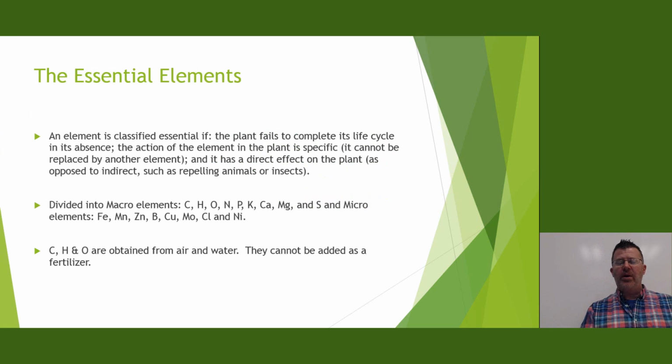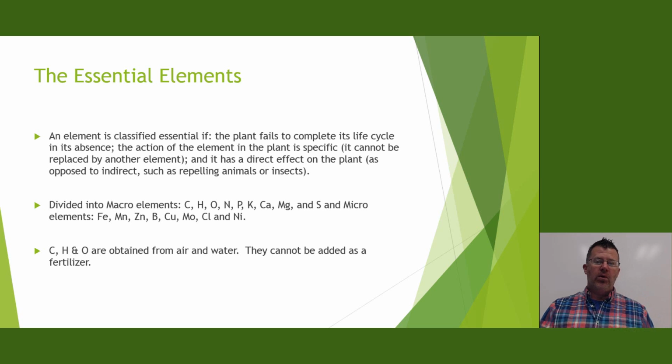And we're going to start by talking about the essential elements. An element is classified essential if the plant fails to complete its life cycle in its absence. It's got to be there for the plant or the weed or any of the herbaceous or woody plants that we're dealing with. It has to complete its life cycle. The action of the element in the plant is specific. It cannot be replaced by any other element, so there's not a substitute for it. And it has a direct effect on the plant as opposed to indirect, such as repelling insects or animals.